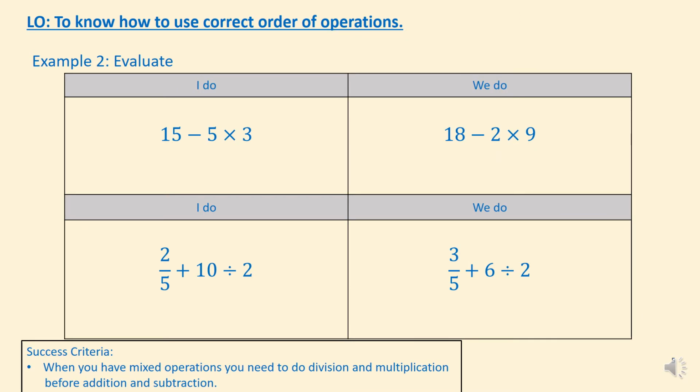Now again, in the first one, same thing, just more practice. But this time I have subtraction and I have multiplication. Based on the success criteria, which shows us the steps and everything, I know multiplication comes before subtraction. So I actually need to do this bit first. So I do 5 times 3, which is 15. Then I have 15 take away 15, which is equal to 0. Pause the video, 2 minutes, have a go, please.